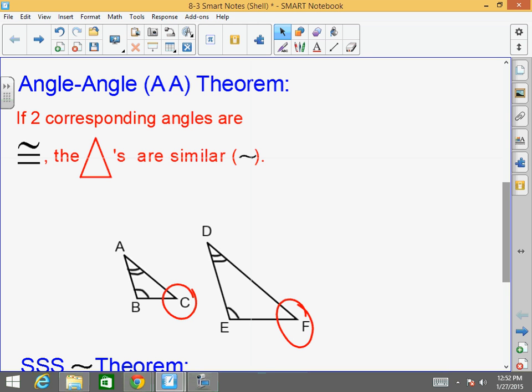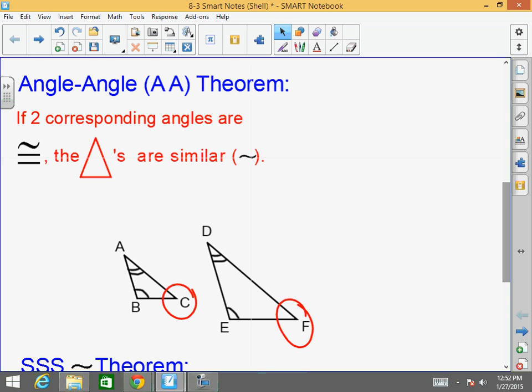So, AAA theorem, if all three corresponding angles are congruent in a triangle, the triangles are similar. The AA theorem, if two corresponding angles are congruent in a triangle, then the triangles are similar. Okay, these are similarity postulates.